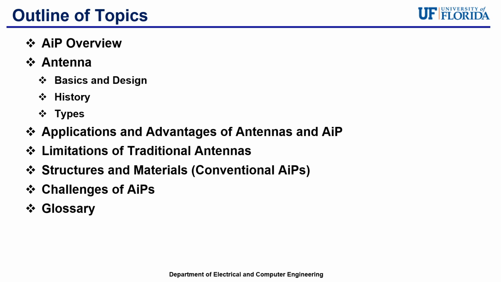It will be outlined by a quick overview of AiPs, design basics, history, types of traditional antennas, application and advantages of antennas and AiPs, limitations of traditional antennas, structures and materials of conventional AiPs, and the video will close off with the challenges of AiPs and the glossary for abbreviation and acronyms.